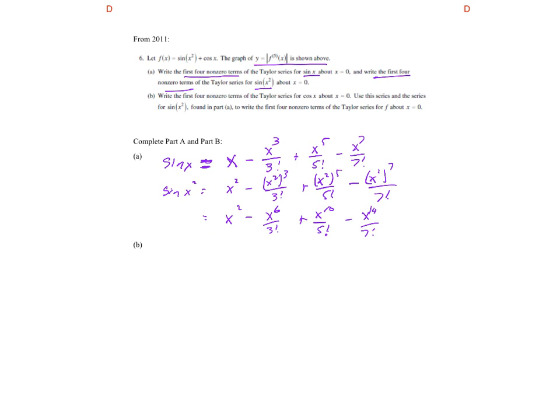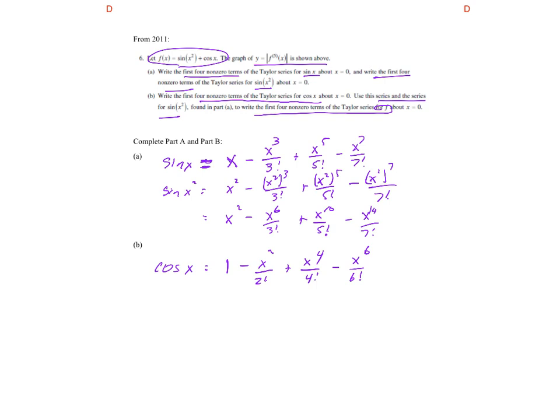So A is done. Write the first four non-zero terms for cosine. All right, well, cosine's even. So if it's even, I'm going to start with 1 minus x squared over 2 factorial plus x to the 4th over 4 factorial minus x to the 6th over 6 factorial. Use this series and the series for sine of x squared found in part A to write the first four non-zero terms of the Taylor series of f. So they want us to group them together.